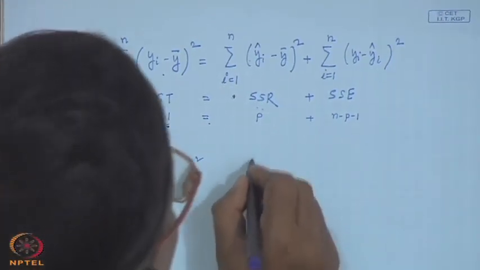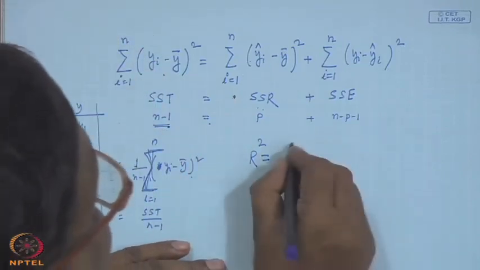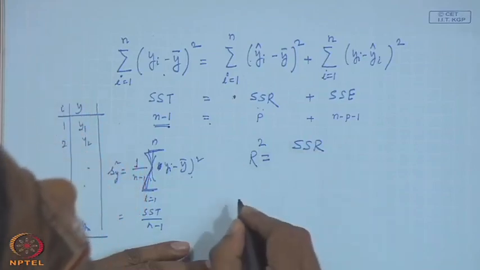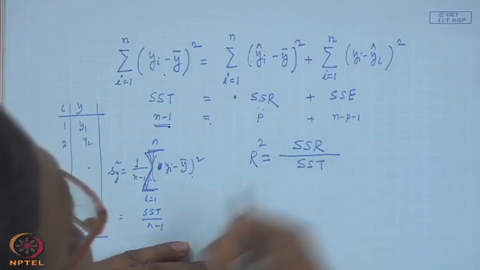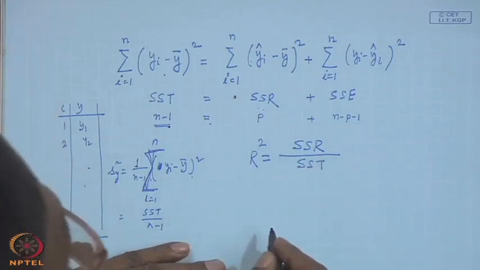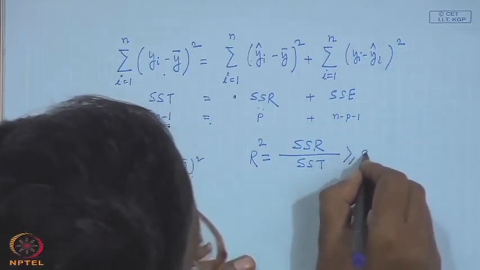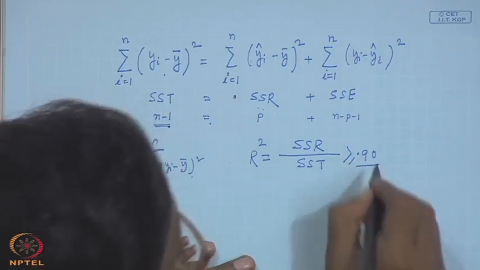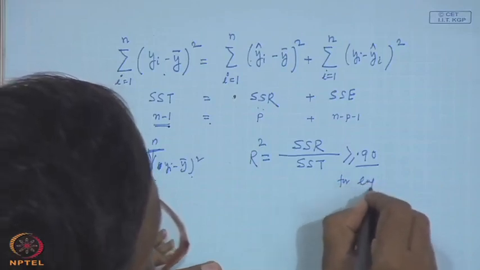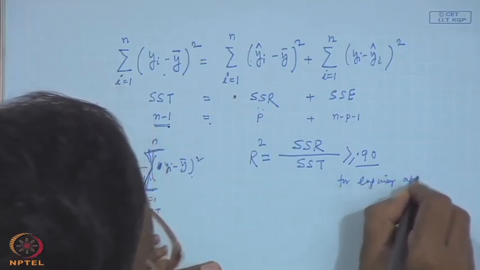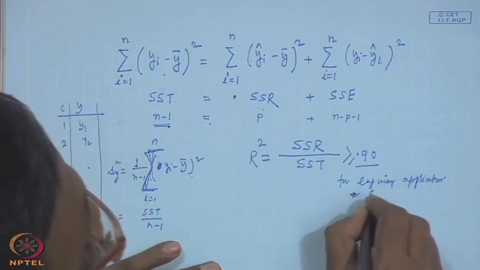So, then what is R square? R square is explained variance. What is explained variance? SSR divided by the total variance, that is SST. Getting me? So, this R square value should be greater than or equal to 0.90 for engineering applications, or if you do laboratory experiments.